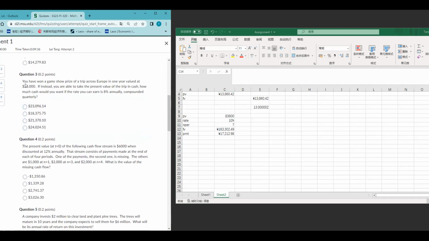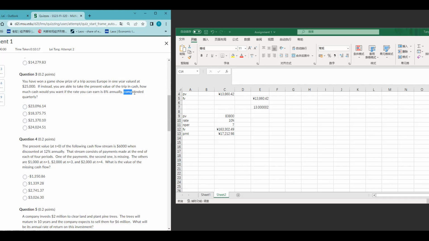Okay, question 3. You are on a game show and win a prize, a trip across Europe in 1 year. The trip value is 25,000. If instead you can take the present value of the trip in cash. So for this question, we try to find the present value of this trip in cash. And we also know the rate is 8% annually.